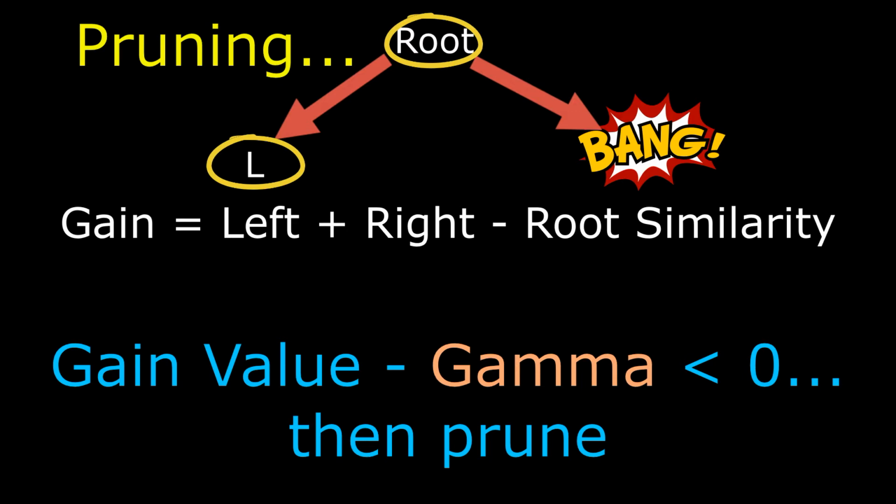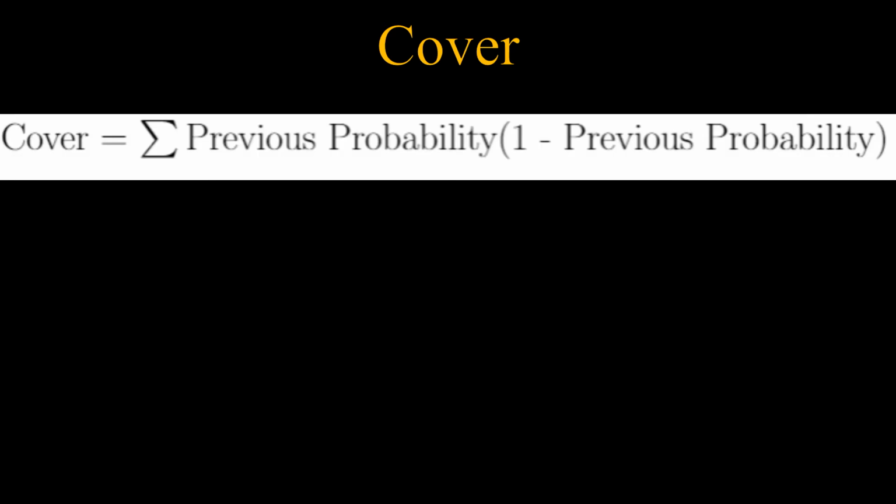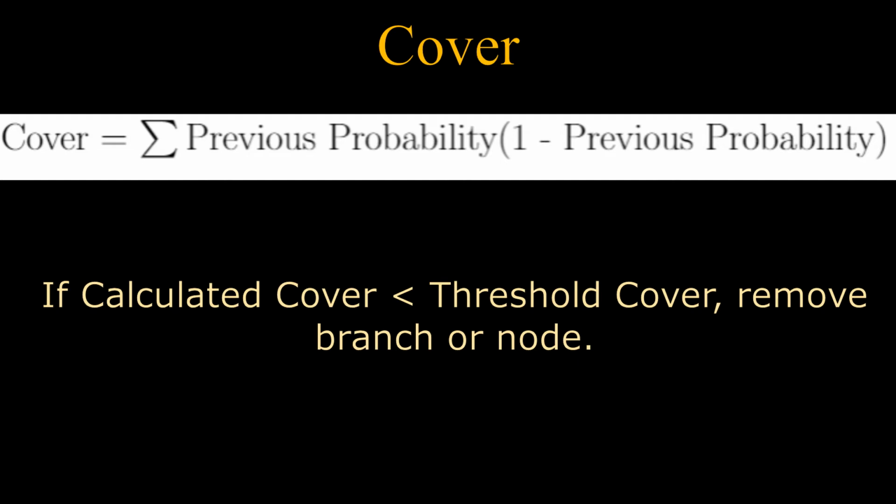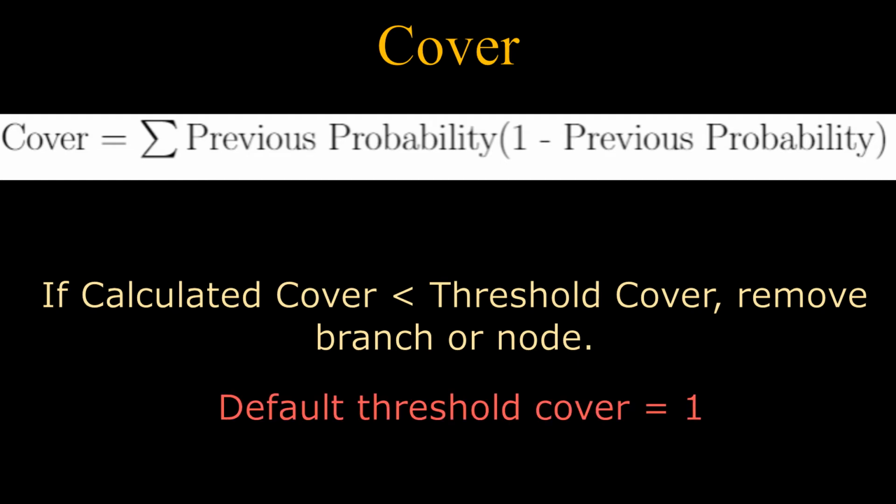Another way to trim down a tree is to calculate the cover. The cover is calculated by the sum of the previous probability times 1 minus the previous probability. This decides whether or not you would keep that branch or leaf in the tree: if your cover is less than a pre-specified threshold, which by default is set at 1, you would remove the node or branch from that tree.